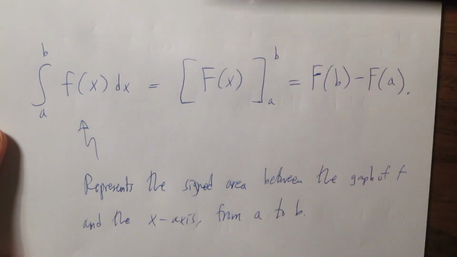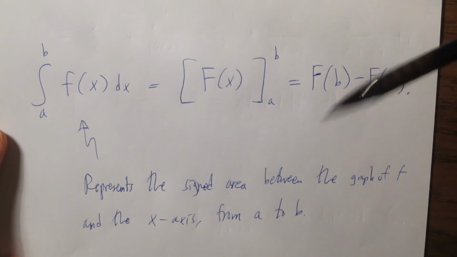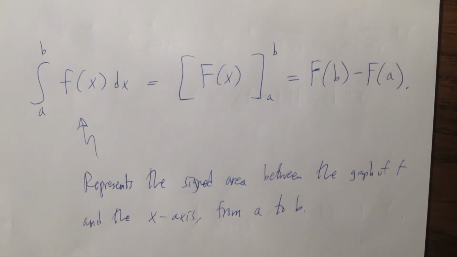And this definite integral of f from a to b represents the signed area between the graph of f and the x-axis from a to b.